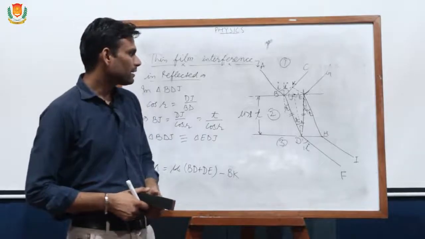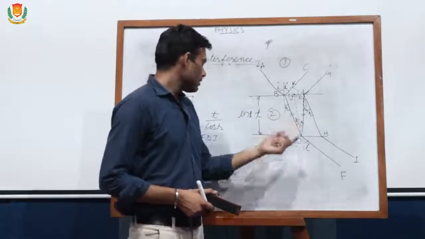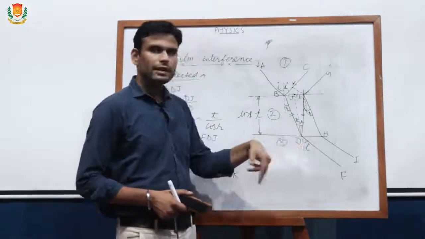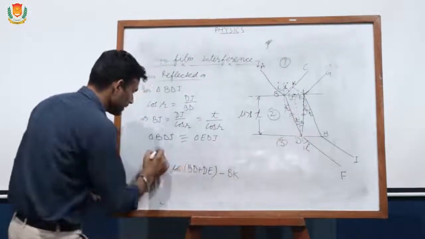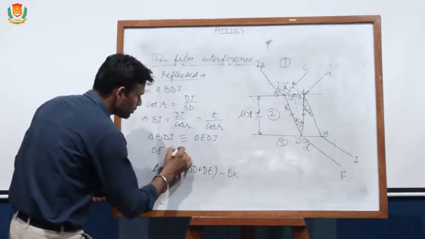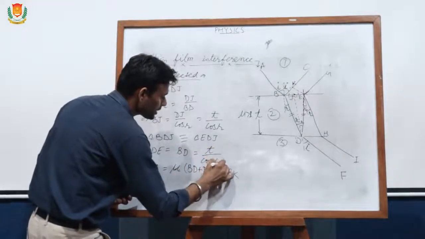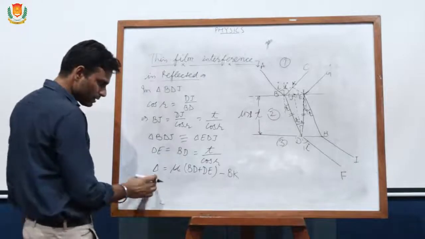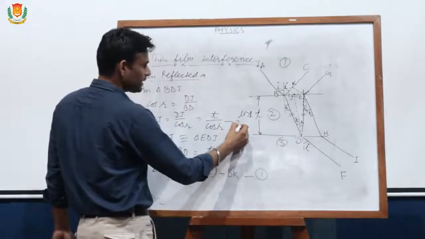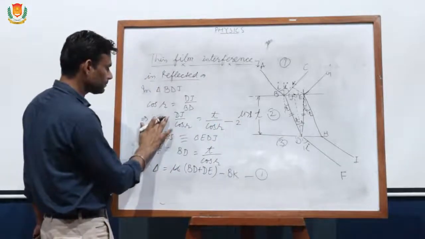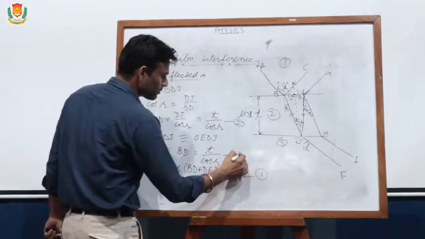In a triangle, there are actually 6 parameters, 3 angles and 3 sides. So on being the same of these 3 parameters, the rest of 3 parameters will be the same. Hence we will get BD equal to DE. So DE is equal to BD, and it is again equal to T upon cos R. We will give some equation numbers. The equation for this path difference formula is 1. For BD, it is equation number 2, and DE is equation number 3.